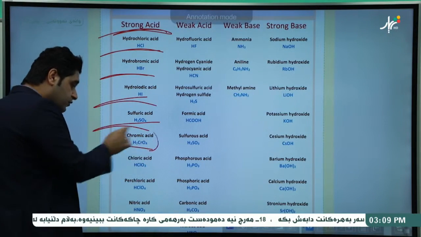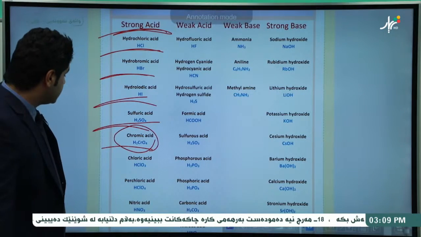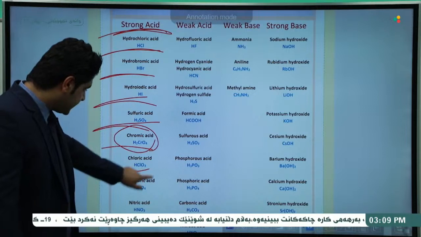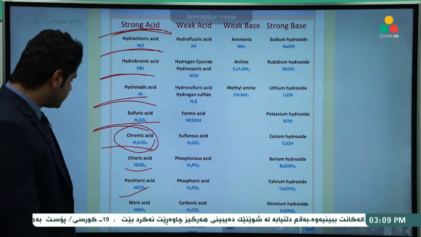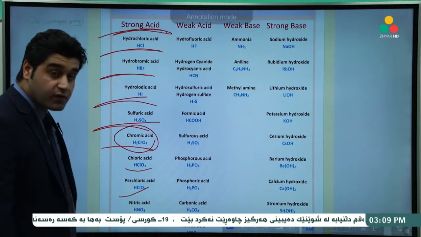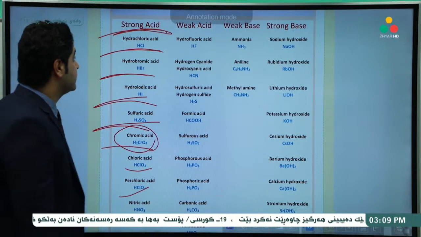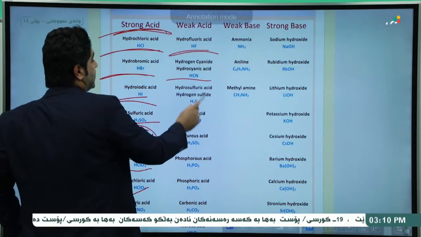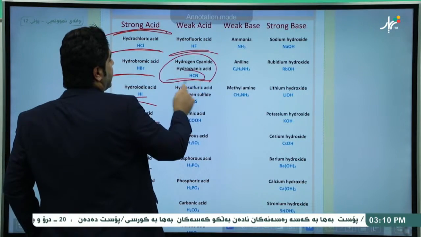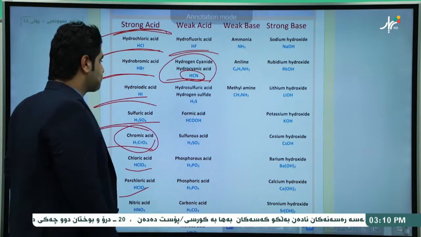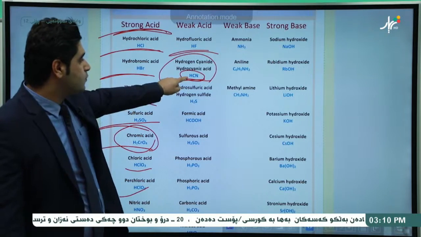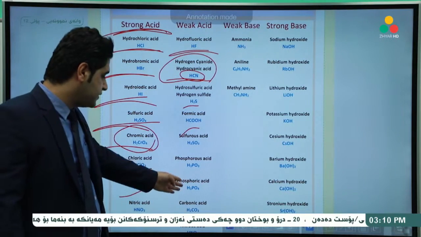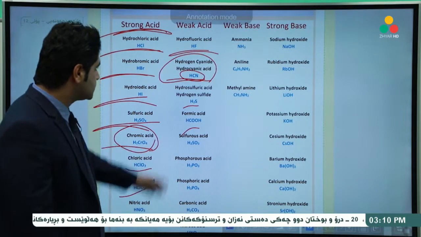Actually, this is out of our book. We can forget about chromic acid, chloric acid, and perchloric acid, nitric acid, and so on. There are many other strong acids. For weak acid, HF, hydrofluoric acid, HCl, this is semi-binary acid, but this is weak acid, H2S, HCOH, H2SO3, H3PO3, H3PO4, and so on.